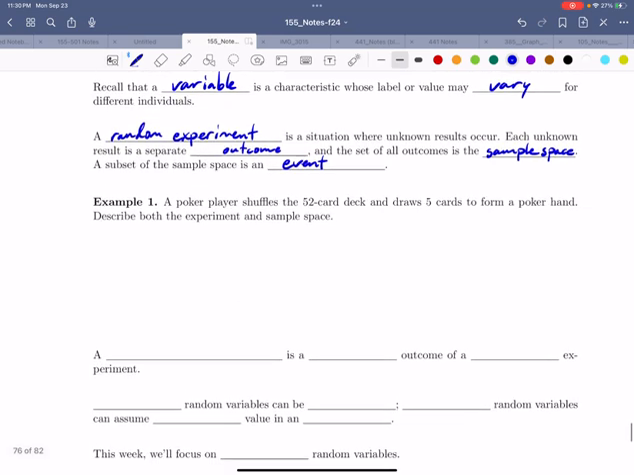So, a poker player shuffles a deck and draws 5 random cards. What's the random experiment? What's the sample space? The random experiment is, pause the video, see if you can get it. The drawing of 5 random cards.